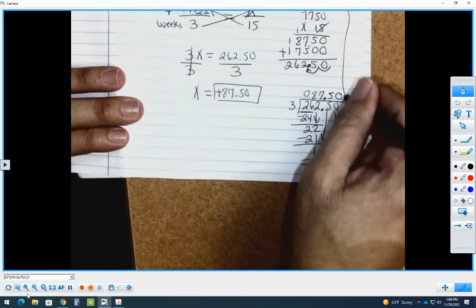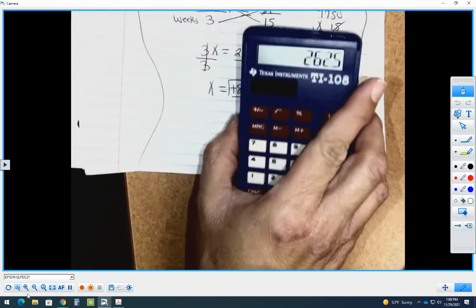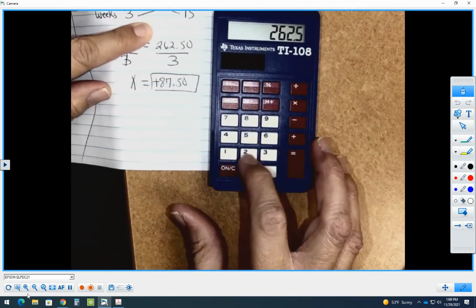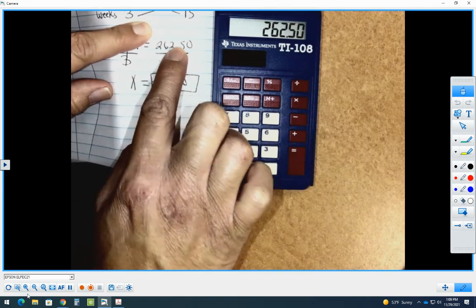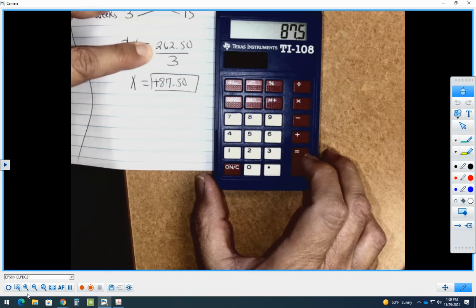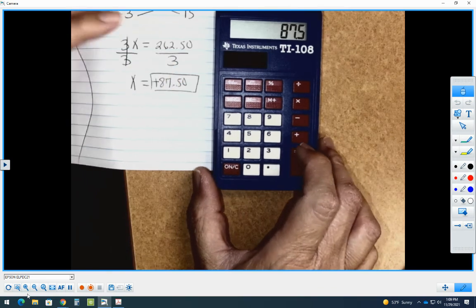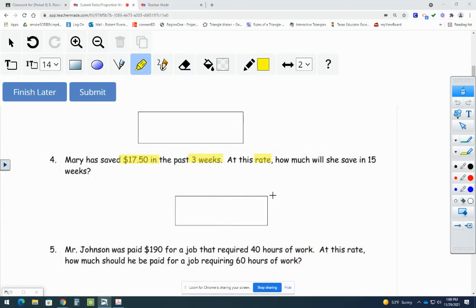Okay, so I'm done with that. The student with a calculator, again, what you would do, you would just punch in 262.50. You punch in the top number first. The fraction bar is divide by 3, and the answer is 87.5, but we add a 0 because we think of money. So that's number 4. So I'm going to go to my, click on it, positive 87.50. That would be number 4.